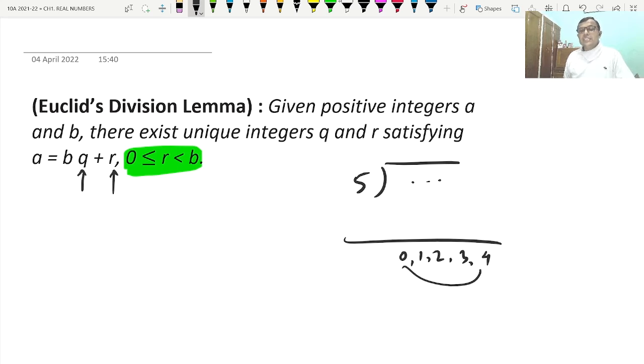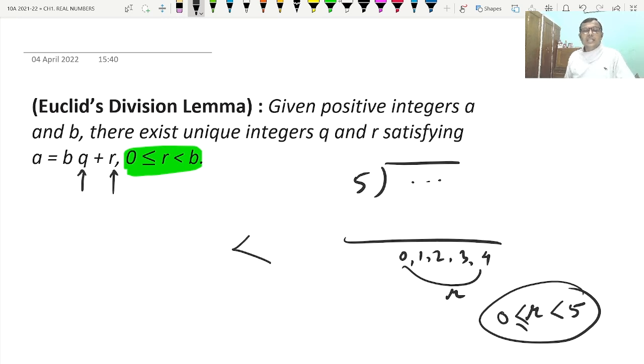Then if we write this as r, can we write r is less than 5 and greater than or equal to 0? Can we write remainder is less than 5 but greater than or equal to 0? This symbol means less than or equal to. This is less than and this is equal. So it can be equal to 0. Remainder can be equal to 0, but it must be less than the divisor. Is this point clear?